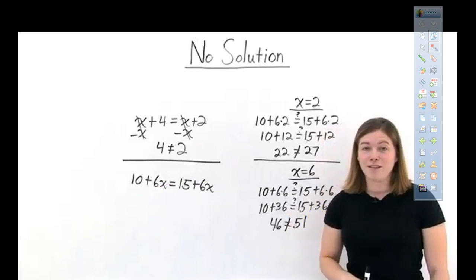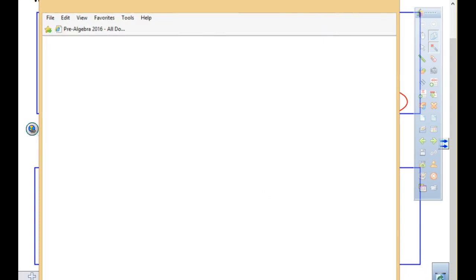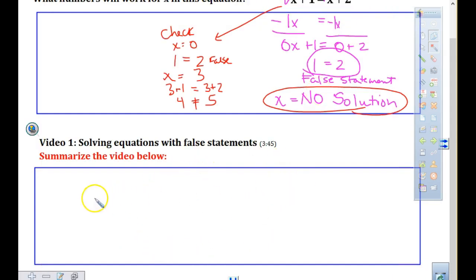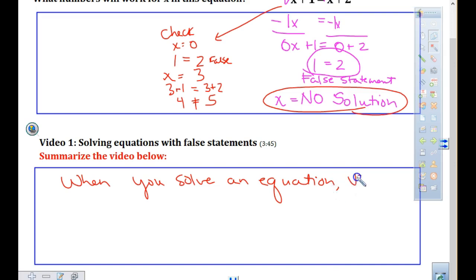So when I'm looking at these, that's how I know it's going to be no solution. So what do we want to summarize from our video? When you solve an equation and the variables cancel, right? So we're always going to move our variables first. When the variables cancel, and you have a false statement, what does that false statement maybe look like?